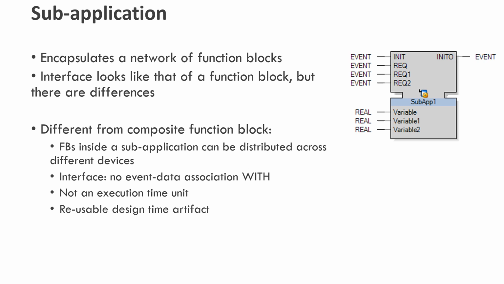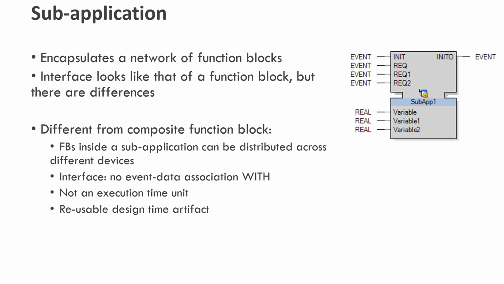So, to make the development of applications more convenient, there is another artifact in the architecture of 61499 that is called a sub-application. A sub-application looks very similar to a composite function block, but it has several important differences. A sub-application is also defined in the shape. Its interface looks like the shape of a function block, but it doesn't have event to data associations.